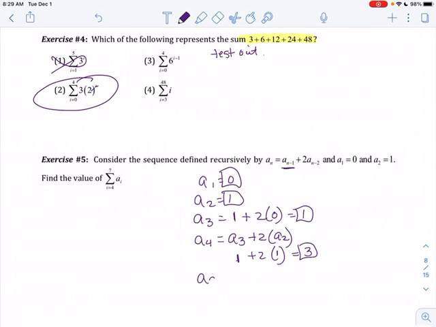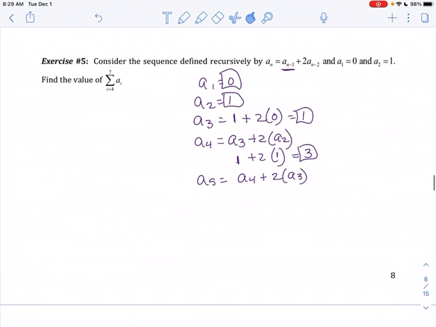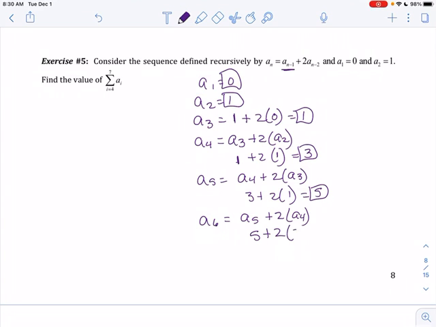Okay? A sub 5 is the previous term plus 2 times the previous term before that. The previous term was 3, 2 times the previous term before that was 1. So 3 plus 2 is 5. You can see this is time consuming. A sub 6 is the previous term plus 2 times the term before that. The previous term was 5. The term before that was 3, but I'm multiplying it by 2. So that gives me 11.